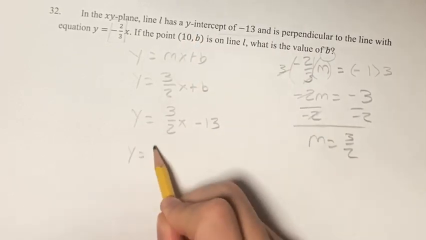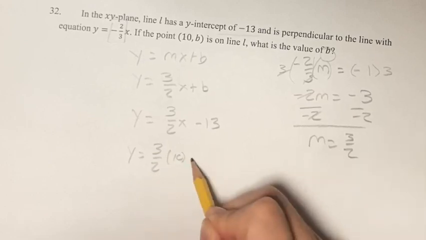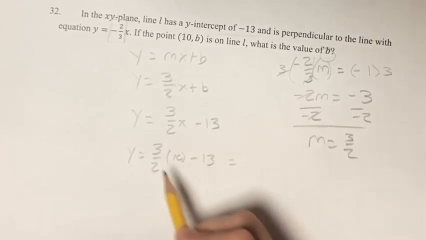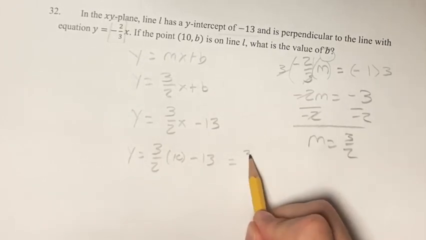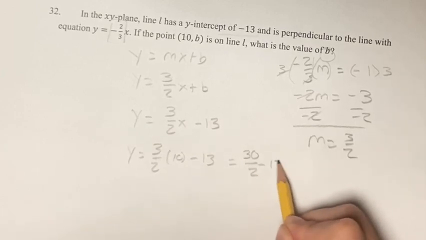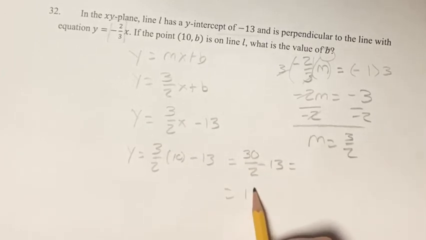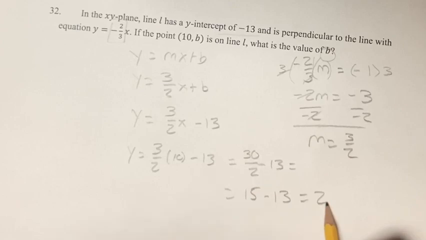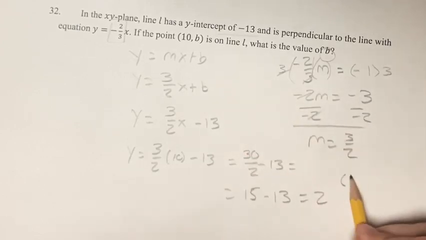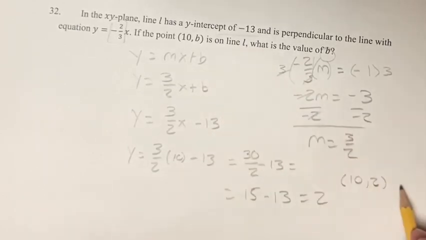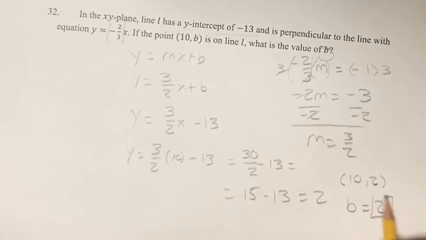So y is equal to 3/2 times 10 minus 13. 3/2 times 10, 3 times 10 is 30 over 2, now minus 13. 30 over 2 is 15, minus 13 is 2. So the point (10, 2) is on the line L, which means b is equal to 2 is going to be your final answer.